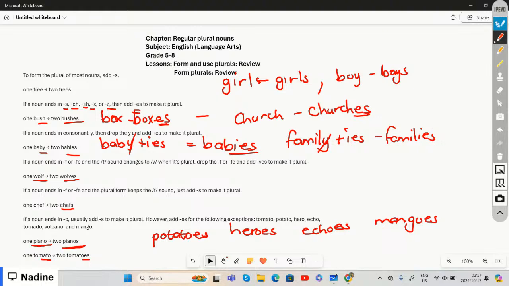So once again, if we were to break down the words regular, plural, and nouns, we start with nouns. A noun names a person, animal, place, or thing. If we talk about plural nouns, we're talking about more than one person, animal, place, or thing. And we said we either just add an S to show the plural form, or depending on what the word ends with, we drop that and we add, for example, ES, IES, VES, or just an S.